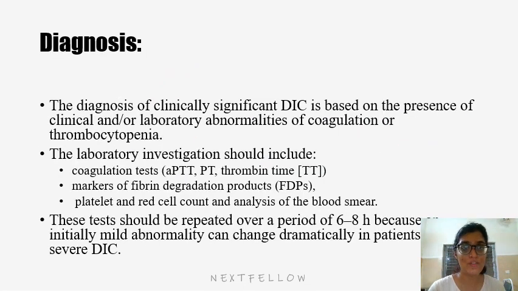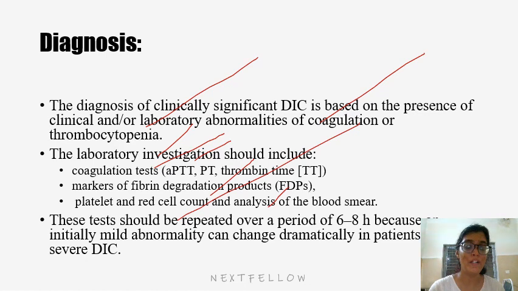Diagnosis. The diagnosis of clinically significant DIC is based on the presence of clinical and or laboratory abnormalities of coagulation and thrombocytopenia. The laboratory investigation should include coagulation tests like APTT, PT, thrombin time, markers of fibrin degradation products, platelet and red cell count, and analysis of blood smear. The tests should be repeated over a period of 6 to 8 hours because an initially mild abnormality can change dramatically in patients with severe DIC.